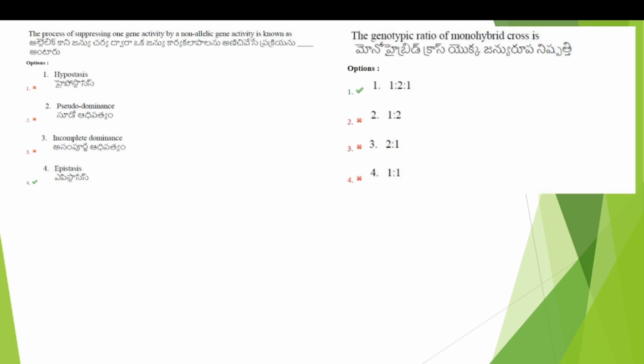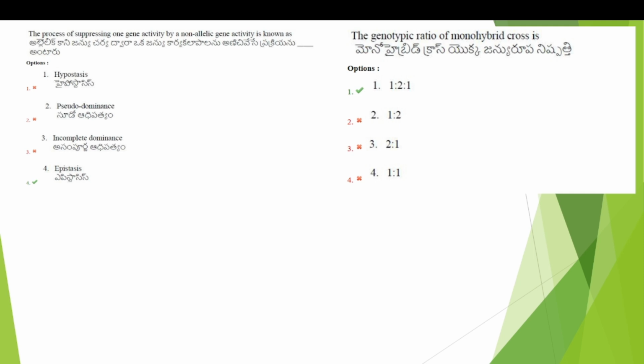Then the next question is the genotypic ratio of a monohybrid cross. If you take a monohybrid cross, the phenotypic ratio is 3 is to 1. The genotypic ratio is 1 is to 2 is to 1. So here, the genotypic ratio means the first option, 1 is to 2 is to 1. This is the right answer.